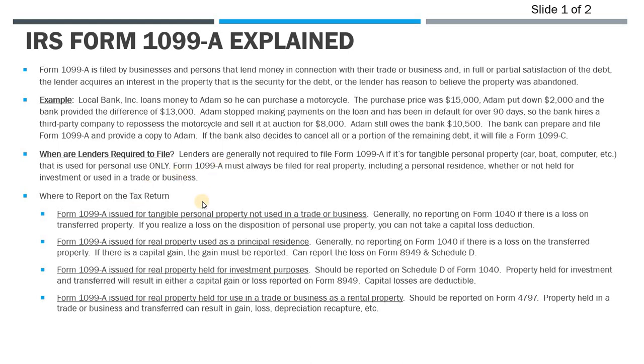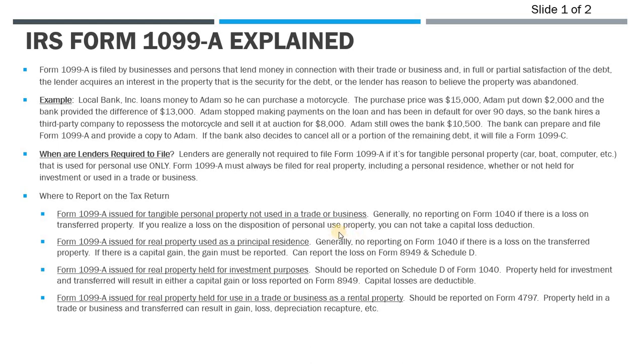All right. Now, where you report the 1099-A on your return depends on the type of asset, what it was being used for, right, and whether you have a gain or loss. So, for example, with the first one, if this was tangible personal property not being used in a trade or business, in most cases, when that's repossessed, you generate a loss on it, and so you don't report anything on your tax return.